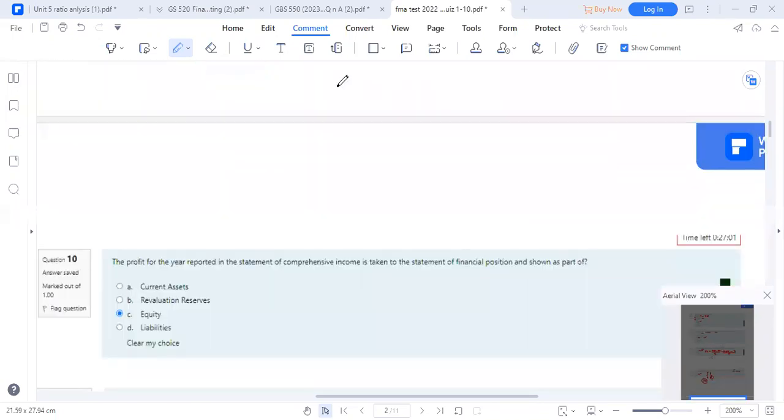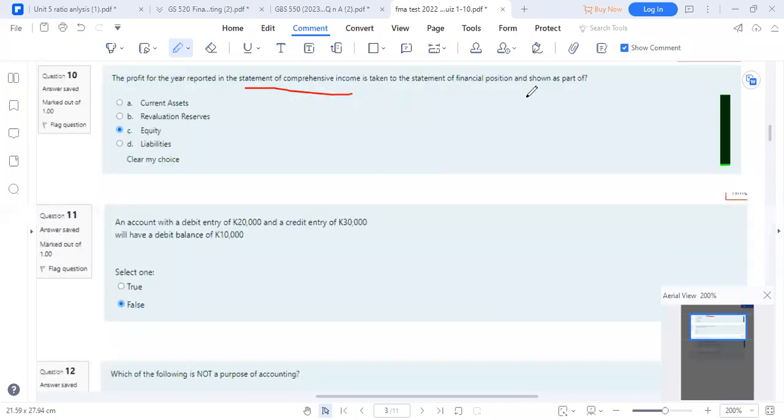The profit for the year in the comprehensive income statement is to be taken to the statement of financial position. The profit reported in the statement of comprehensive income is shown as part of what? It is shown as part of equity. So we usually add the profit to equity, along with other income. Are we together so far?